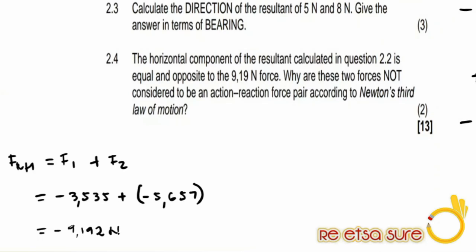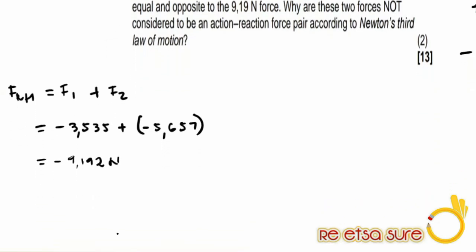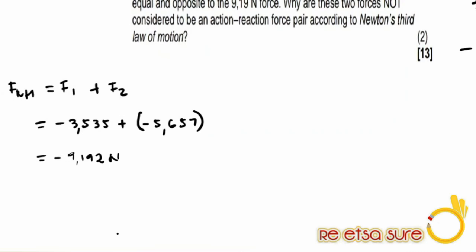9,192 Newton. But remember that in science we don't leave our answer as negative, more especially for vectors. We don't leave our answer as what? As negative. That negative indicated that we took our left as what? As negative. And for the fact that our answer here is negative, we can just say 9,192 Newton, and then our direction is what? Is on the left. That is the resultant for the horizontal components.